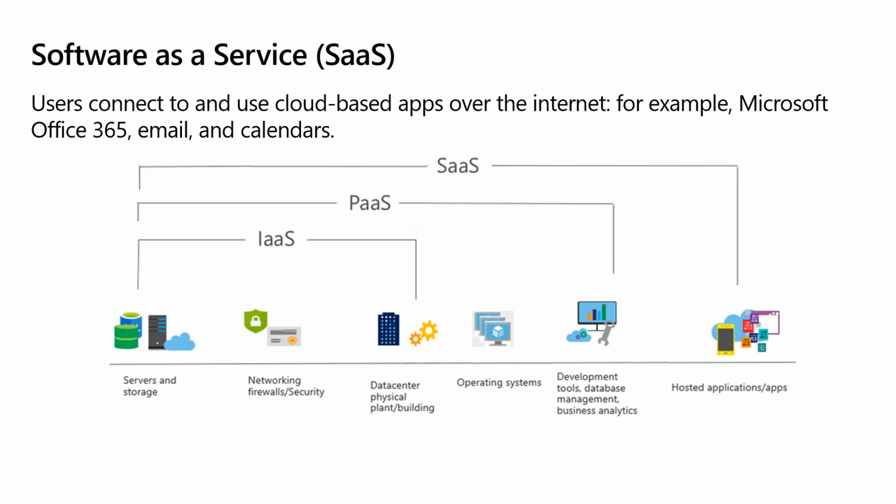And then we have software as a service. Users connect to and use cloud-based apps over the internet, for example, Microsoft Office 365 and calendars, and they're basically renting that software monthly or yearly. The cloud solution provider, so in this case Microsoft, would take care of everything else. So the servers, the networking, the operating systems, the physical buildings, development tools, and even the hosted applications and apps.